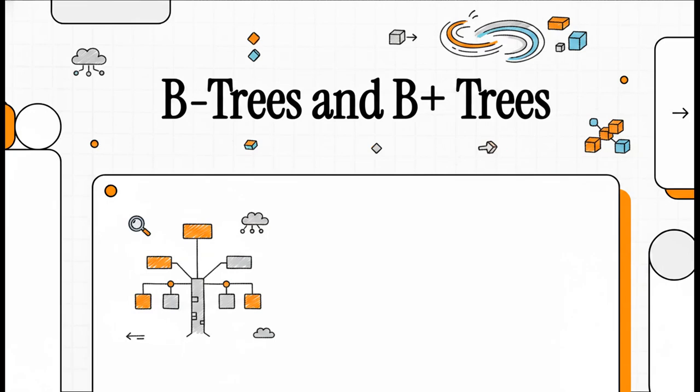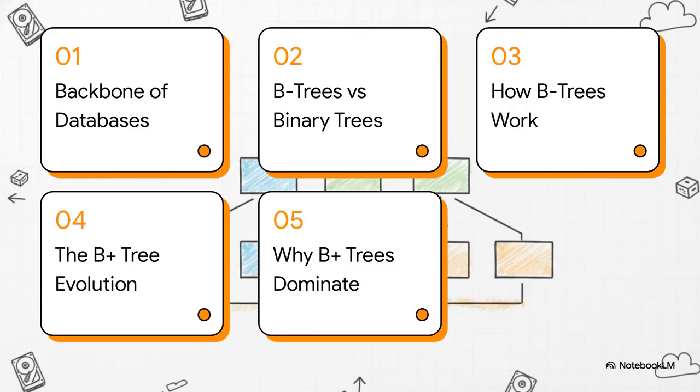Have you ever actually stopped to wonder how the world's biggest apps store and fetch your data so incredibly fast? Every single time you search for a friend, load a profile, or pull up your purchase history, you're relying on this massive, completely hidden architecture. Today, we're cracking open the high-stakes world of database storage to understand the true backbone of the internet, B-trees and B-plus trees. So here's the mystery we're gonna solve together today.